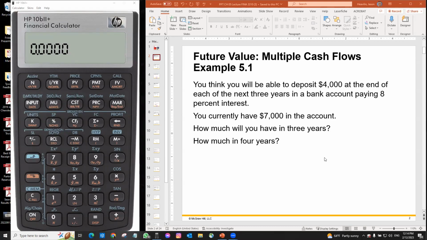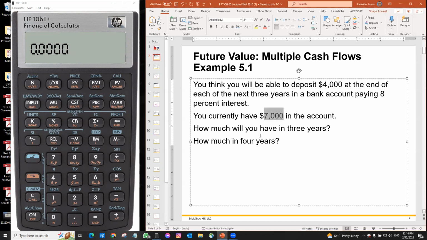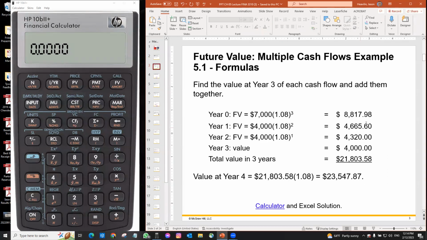In this video, we are going to go over some examples with a financial calculator. Here we have a future value of multiple cash flows. The scenario is depositing $4,000 at the end of each year for the next 3 years, and you have $7,000 in the account right now. And the questions are, how much will you have in 3 years and how much will you have in 4 years? This is how it looks if you calculate it manually.